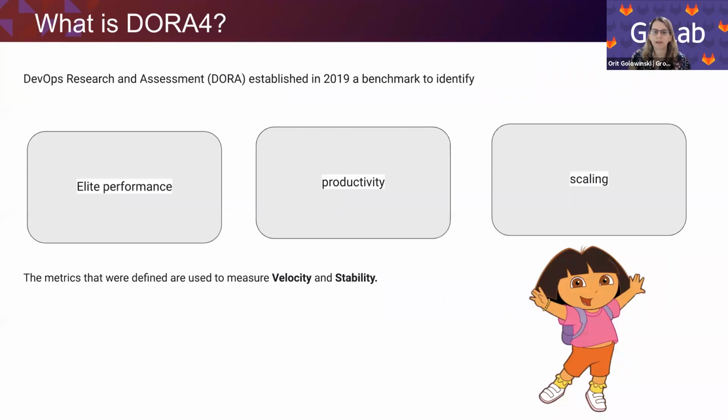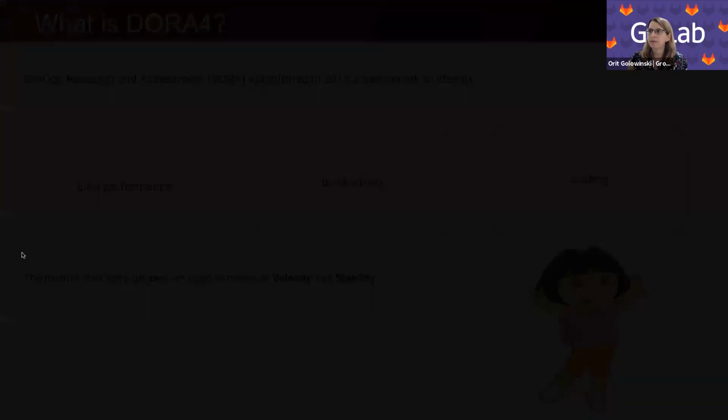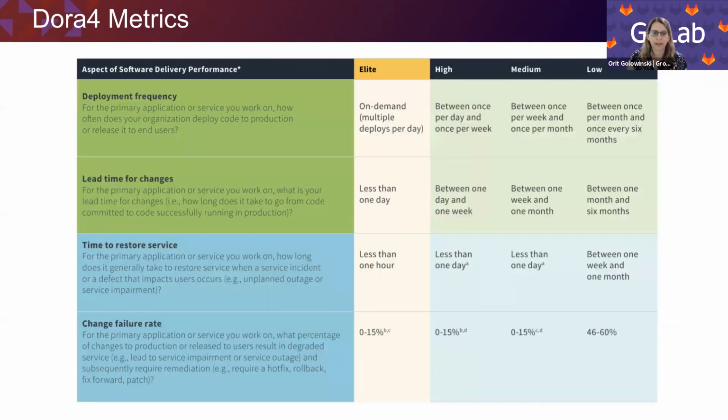So the first metrics that I want to talk about are DORA4. DORA4 are the DevOps Research and Assessment metrics that were established in 2019 as a benchmark to identify elite performance, productivity, and scaling. The metrics that were defined are used to measure velocity and scalability. So these are the 4 metrics that form the DORA4. We have deployment frequency, which basically tells you how often your organization deploys code to production or releases it to the end users.